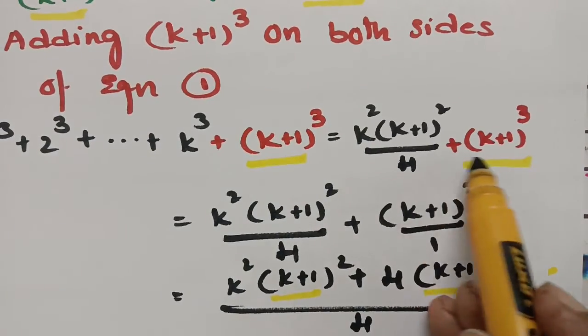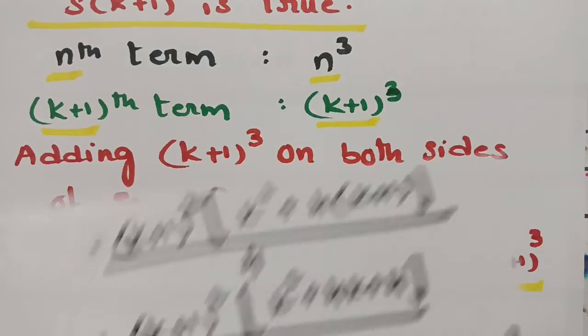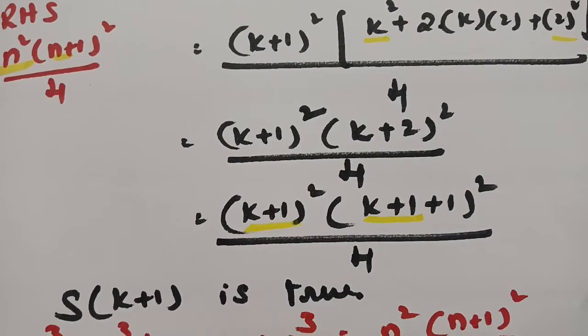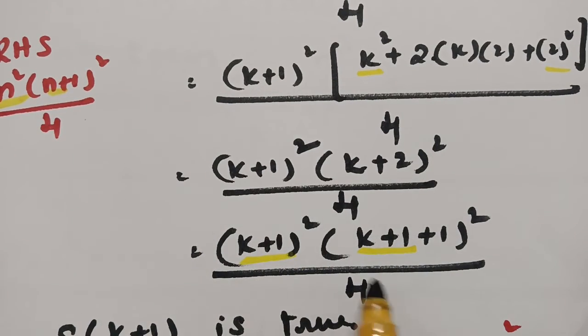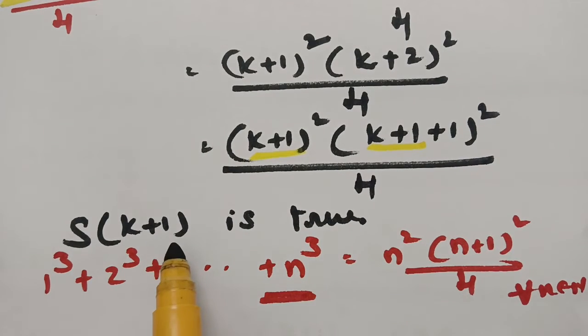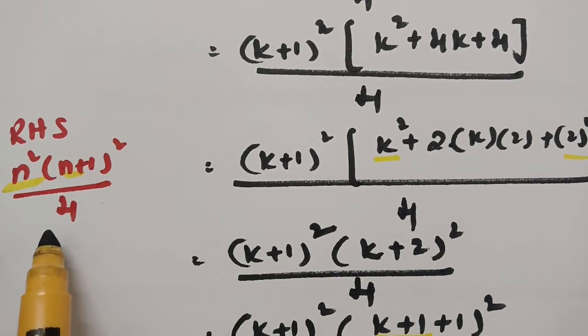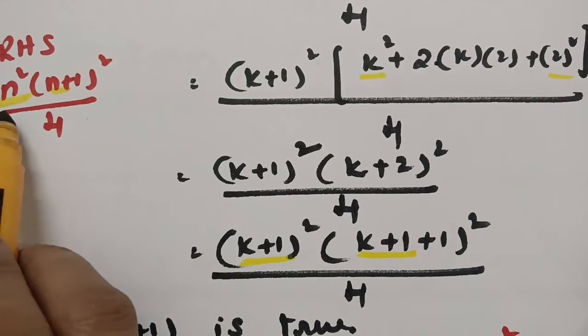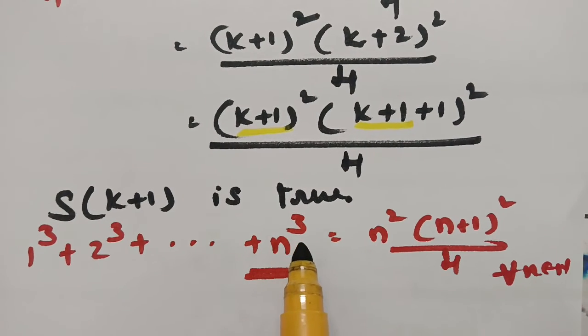So after adding, consider this RHS part. After taking 4 as LCM and solving, this is of the form n square into n plus 1 whole square by 4, where n is substituted by k plus 1. So LHS is equal to RHS. Therefore, the statement is true when n is equal to k plus 1. Therefore, this is the RHS part from the given equation, and this is substituted by k plus 1. Therefore, it is satisfied with n is equal to k plus 1.